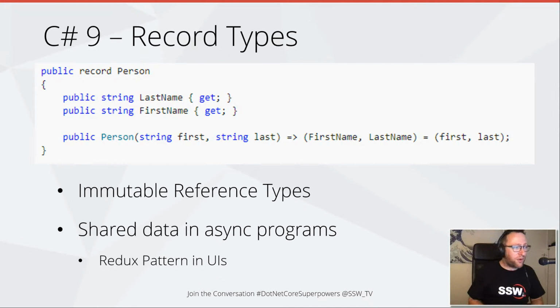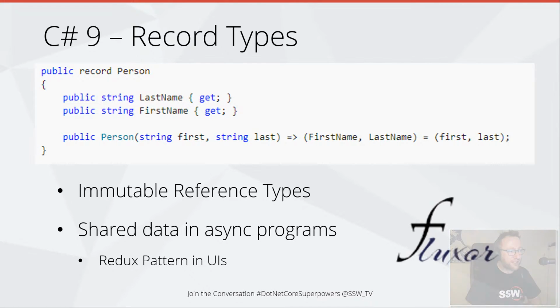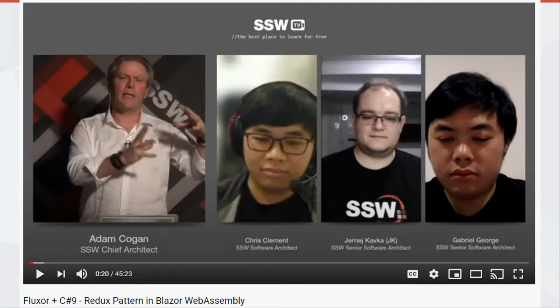If you want to find out more about Redux in Blazor, which is where it's also very useful. The Redux pattern is something in JavaScript applications like React and Angular, but Fluxor is the same concept applied to Blazor. And we've got an awesome talk here by Chris, also attended by JK, Gabriel, and Adam, that will introduce the Redux pattern in Blazor WebAssembly. So the thing to Google there is Fluxor, and SSW. You'll get this video.